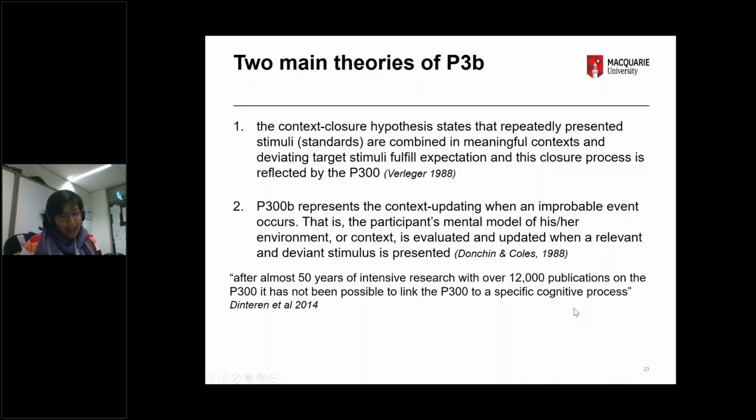So putting this aside, the two theories that try to explain why we get a P300 are these. The first is the context closure hypothesis.